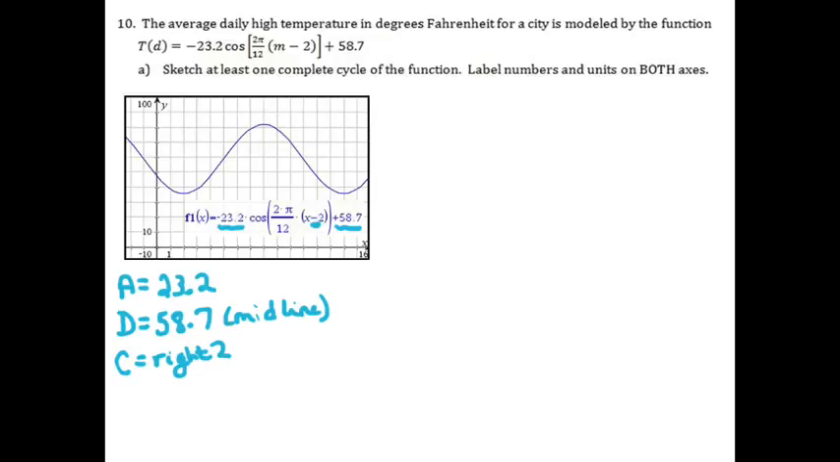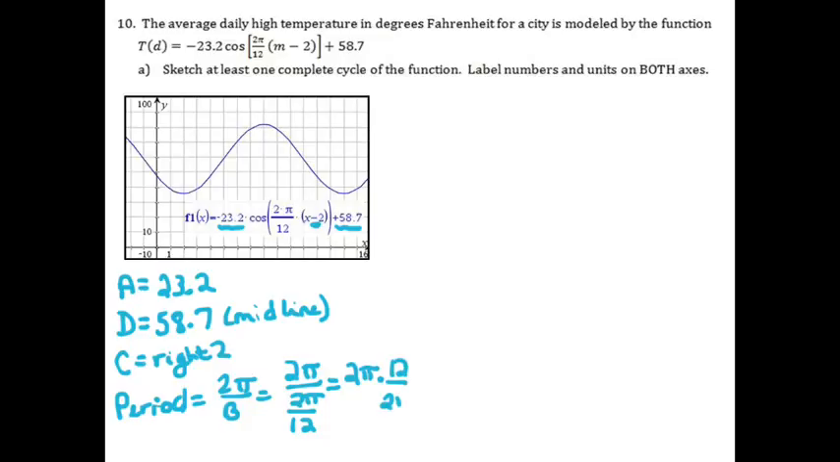And the last thing I need to figure out is the period. Remember that the period is always equal to 2 pi divided by the B. And so in this case, we have 2 pi divided by 2 pi over 12. And if I multiply by the reciprocal, 2 pi times 12 over 2 pi, the 2 pi's cancel, and we get a period of 12. So with that information, I'm going to go ahead and sketch my axes and label them for the graph.